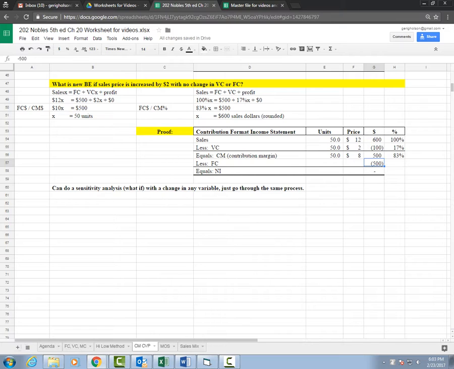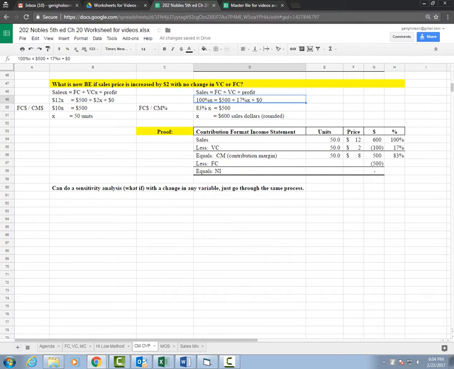Okay, so sales becomes $12 now. $500 stays the fixed cost and $2 stays the variable cost with zero profit. So 500 divided by 10 gives us 50 units. 50 units times the new price of $12 is 600 sales dollars. Okay, so let's prove that that's right.